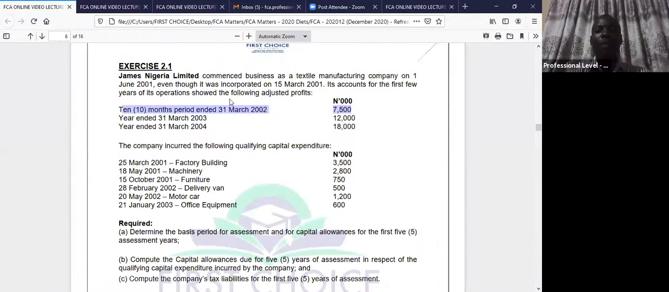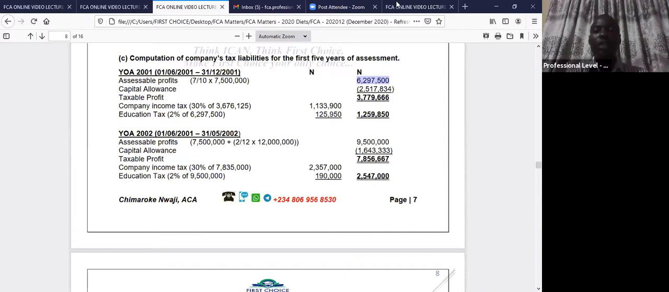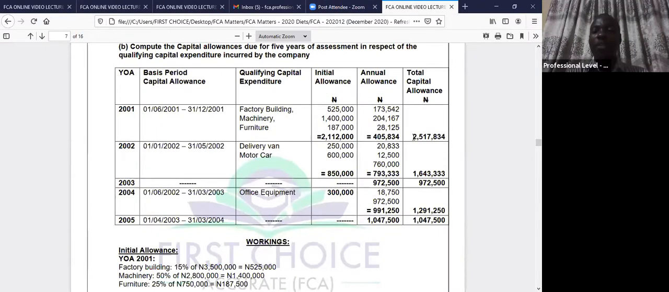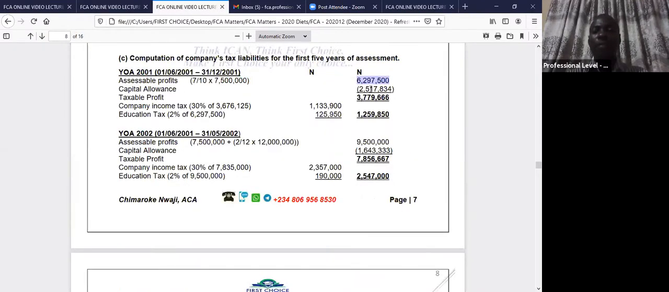Now, this company, James Nigerian Limited, is a textile manufacturing company, and there is no restriction on this capital allowance. And so you won't be seeing me doing 2/3 over 3. So you see here, your capital allowance is this full value. That is what you are taking here. So no restriction. So you less it from 6,297,500, and this is what you have as your taxable profit.